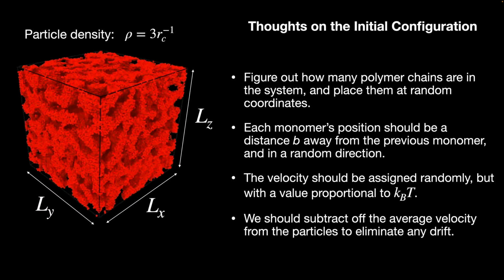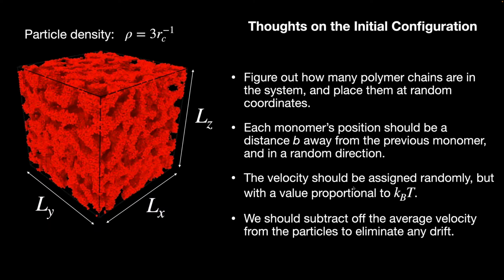And then the next thing is, if that's what goes into the simulation, how are we going to set the initial configuration of the polymers so that we can start to simulate them? There are different ways you can do this, but what I'm going to propose and what we'll do in this video series is figure out how many polymer chains are in the system and put them at random places in this box. Then as we generate the polymer chains, each monomer's position will be a distance b, remember that's the bond length, away from the previous monomer, but in a random direction. So we'll use spherical coordinates to come up with the positions of all the monomers.